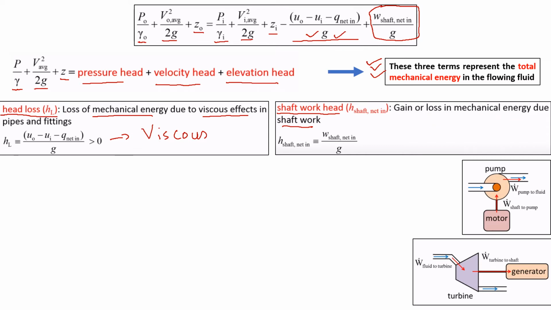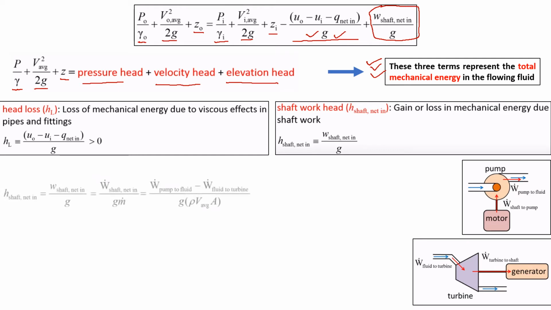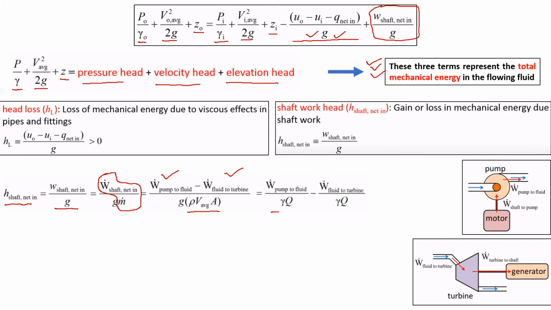So now let's put these terms into our equation and make some more sense out of it. This is the shaft work head, and if I again divide this shaft work head by g, and similarly if I want to represent this in terms of rate of work transfer, in terms of power, I can divide this by m dot, and that m dot is again equal to rho VA. So that is the positive work that the pump does on the fluid, and that is the negative work that is transferred from the fluid to the shaft. That's how we are going to represent these two work heads of the shaft.